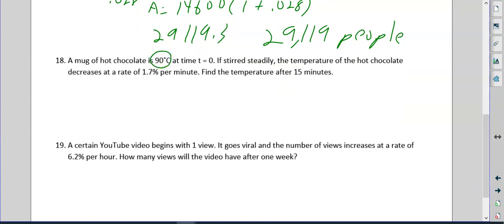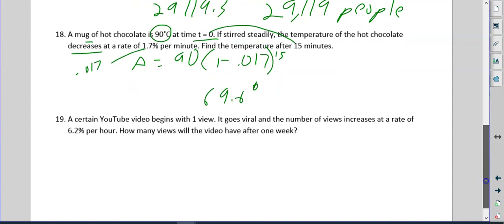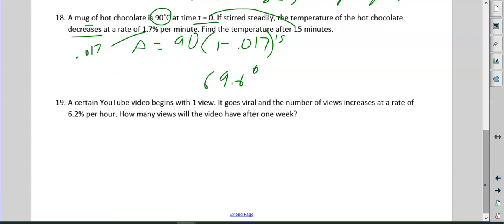18. 90 degrees is our starting temperature. We're starting at time 0. If stirred steadily, the temperature decreases, that's minus, at 1.7%, that's 0.017. So that's 1 minus 0.017. Find it after 15 minutes. When we're starting at 0, that's a total of 15 minutes. When we type that in, we get 69.6 degrees. Now, this is not a money problem, but for a temperature we can use a decimal. If you did round that to 70 degrees, I would understand that. But with money or temperature, we can use a rounded decimal.